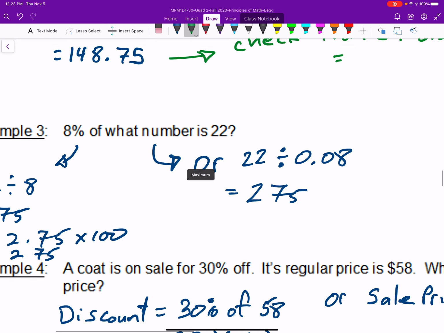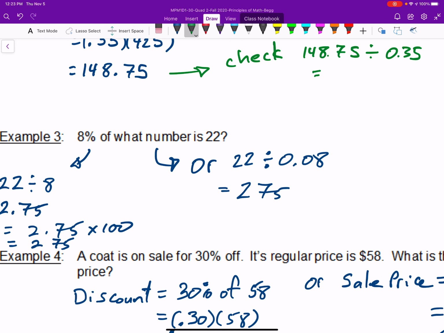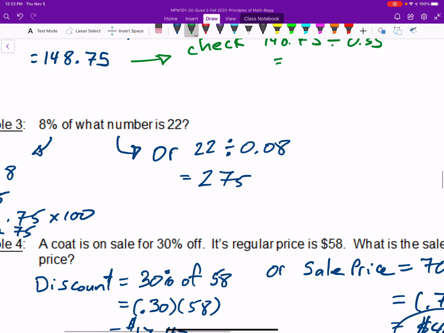So if 22 was my answer, and I want to find out what number I started with, then I would do 22 divided by 8% as a decimal. 8% is 0.08. Don't forget this 0 between the decimal and the 8. Because if I move my decimal place 2 to the right, that implies I have to stick a 0 there so that I can do it. If I don't put the 0 there, then that'd be 80%, and that's a much bigger percentage than 8%. Anyway, 22 divided by 0.08 is 275.